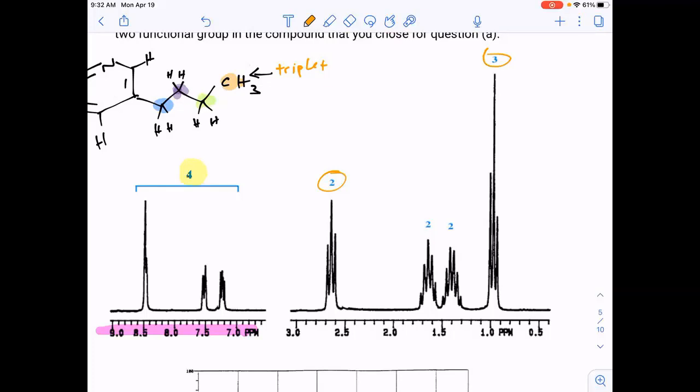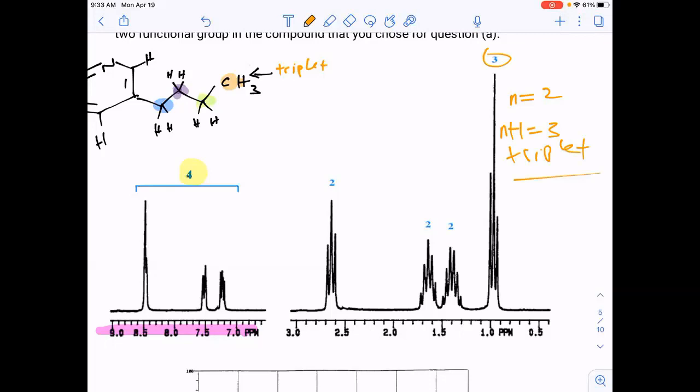And the integration also tells us that that triplet is for that orange set of protons, because that signal is integrating for 3 protons. And then the triplet down at 2.5 or 2.6 is integrating for 2 protons, right? So that's how we can pick that out. So we'll say for that, N is 2, N plus 1 is 3, so it should be a triplet, and the integration should be 3. All right, now let's do the other triplet.